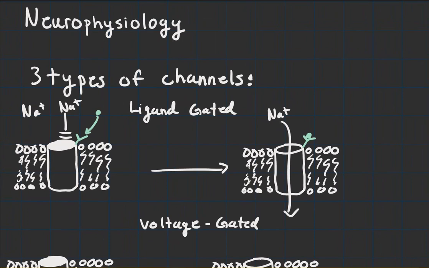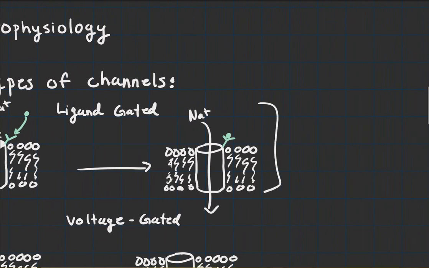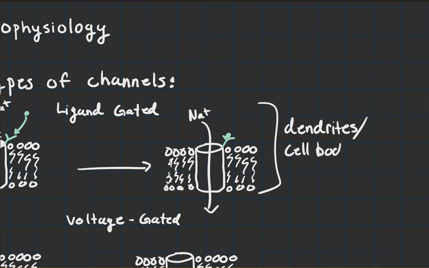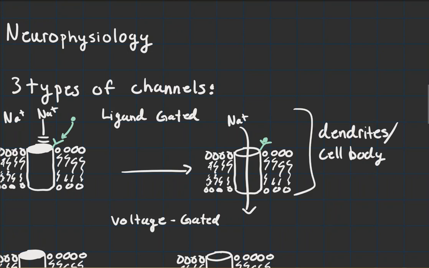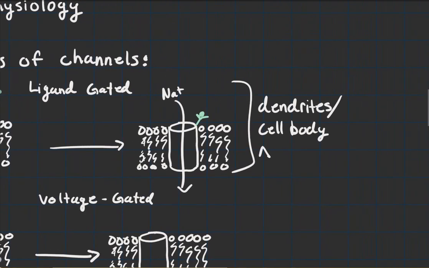These are mainly found on dendrites and cell bodies of neurons. And they're most often used to trigger graded potentials. So these are really important for graded potentials.